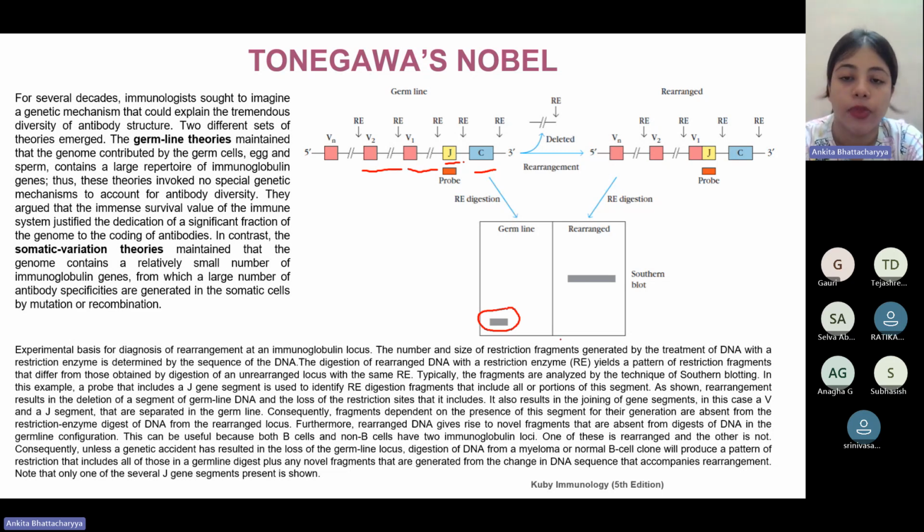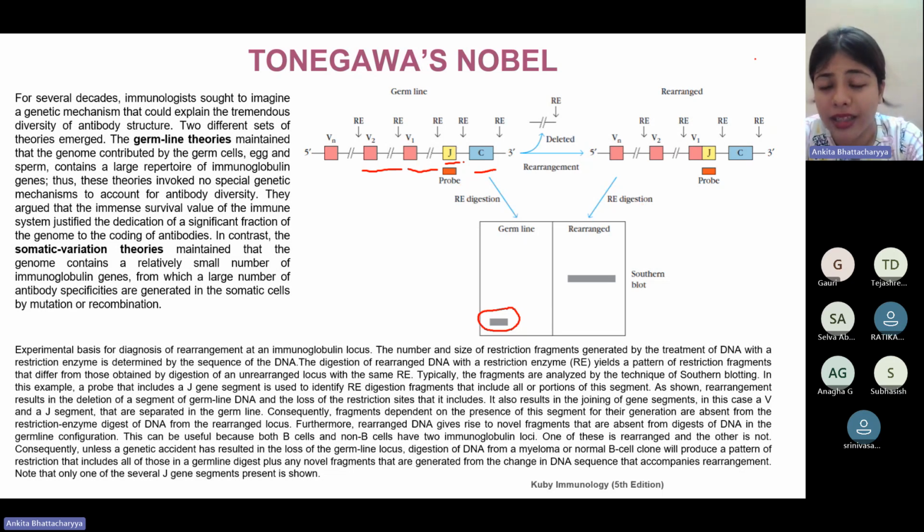What does this mean? This southern blot is representative of a technique which allows separation of DNA fragments. If a fragment is small in size, it will be able to move farther. Think of it as a sponge, right? Within the sponge, if you add some small beads and some bigger beads, the smaller beads will be able to move farther through the sponge, whereas the bigger beads would be retarded while carrying out that movement. So the smaller fragment that was present in the germline DNA was able to move forward.